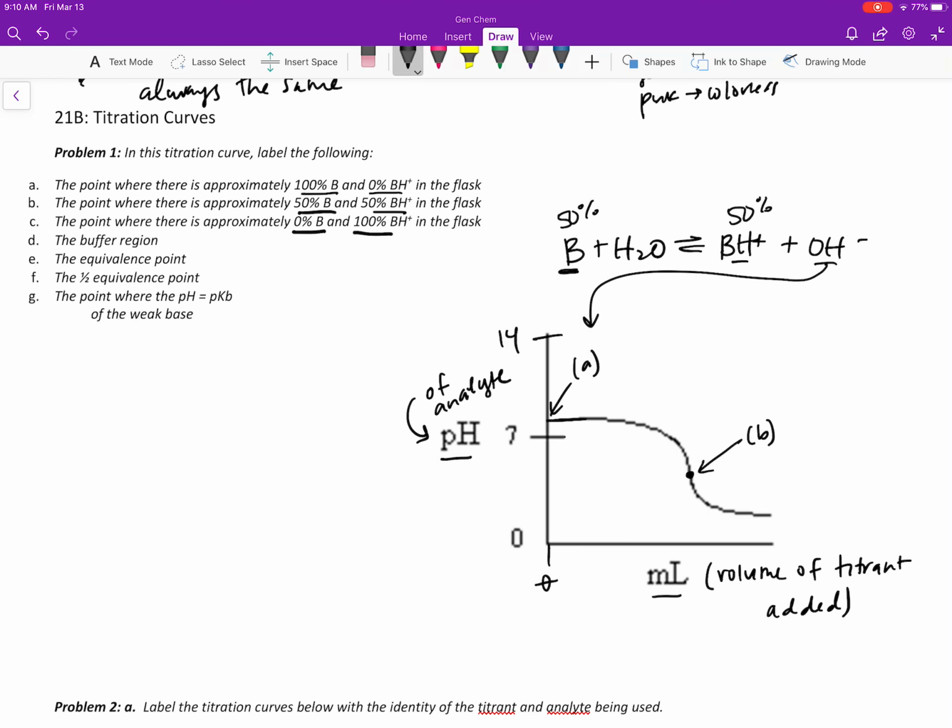And we're just going to label this C at the end because we see it starts to flatten out. Okay, so there's no more base to react with. All of it is now converted to the conjugate acid. So we have the first 3.